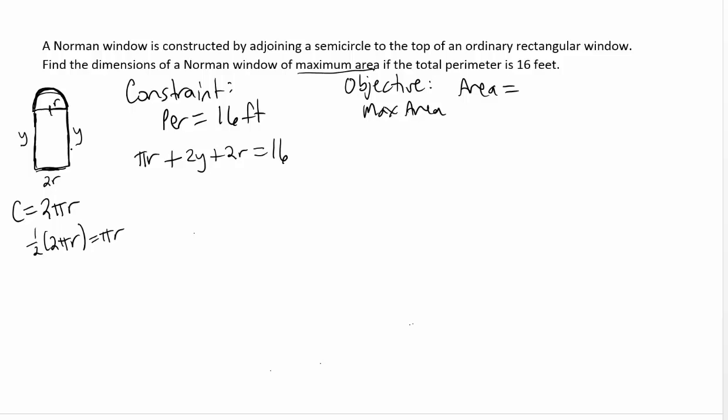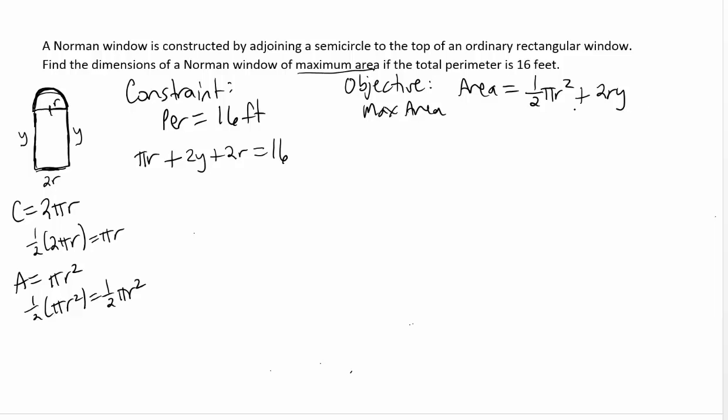So if you look at our shape over here, we've got two different pieces. We've got the rectangular piece, and then we have the semicircle on top. So what would be the area of the semicircle piece? Well, area of a whole circle is pi r squared. So area of half of a circle would be a half pi r squared. So that's going to be the area of just the semicircular part. Then we have to add to that the area of this rectangular part. And area of a rectangle is just length times width. So that's just going to be 2r times y. So plus 2ry.